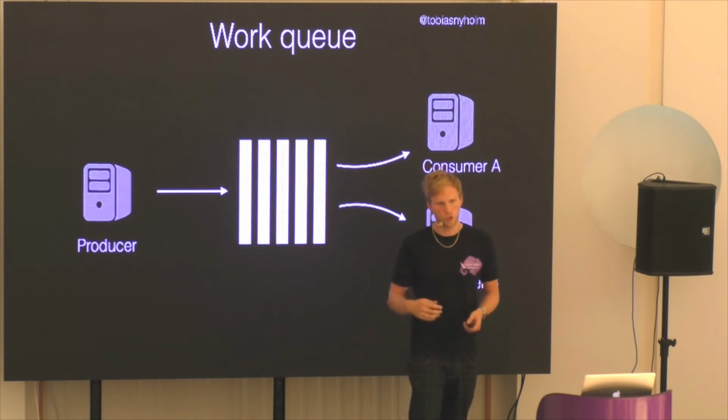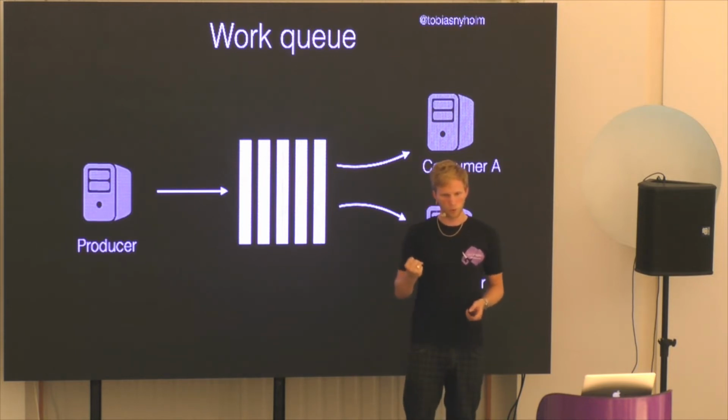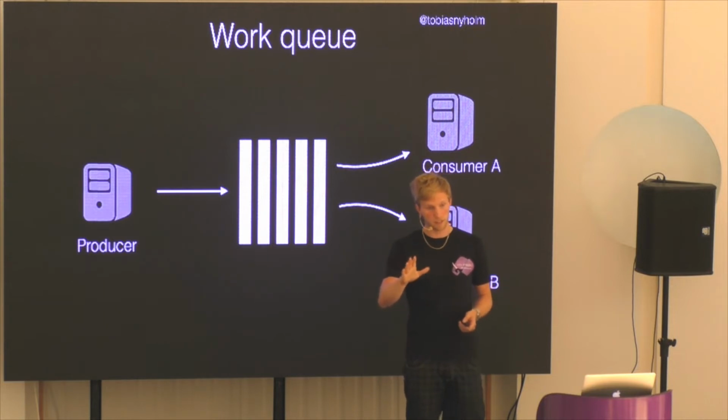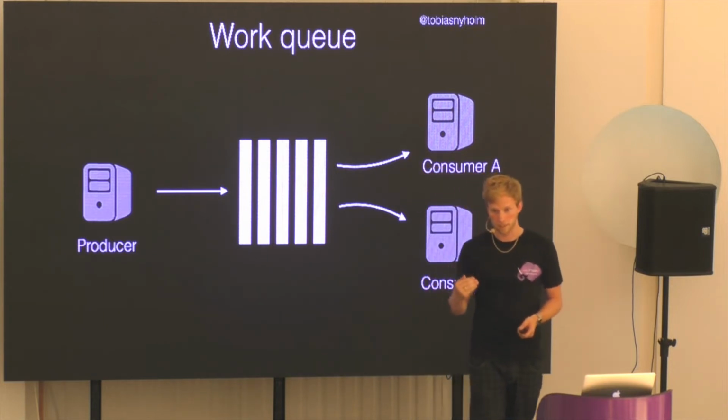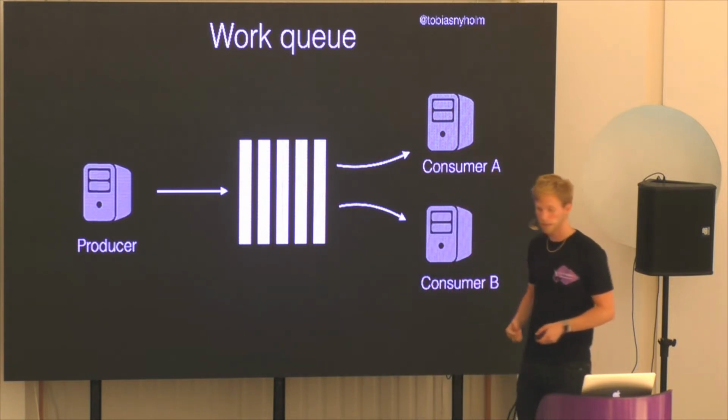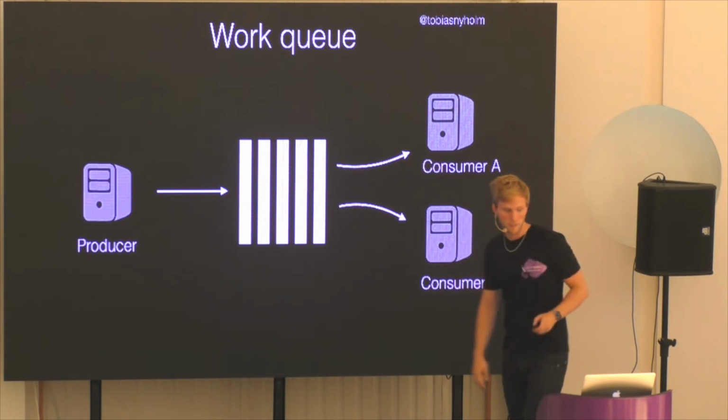So each consumer should take a message from the queue, do some work with it, and then acknowledge that this message is done now. We have handled it. So durable and acknowledgement. And then you can set up a simple work queue like this.